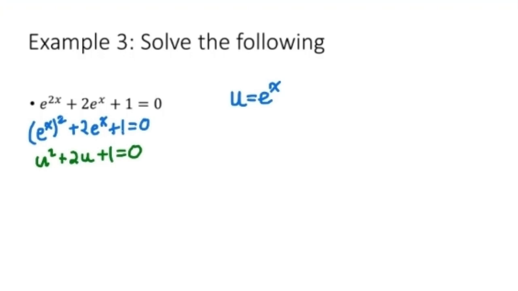u squared plus 2u plus 1 is a perfect square trinomial, and factors to (u plus 1) squared. Take the square root of both sides, which means u plus 1 would equal 0. No plus or minus, because -0 and +0 are still 0. And then subtract 1 and we get u equals -1.